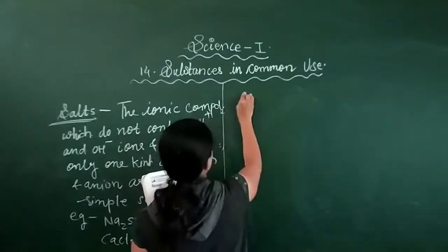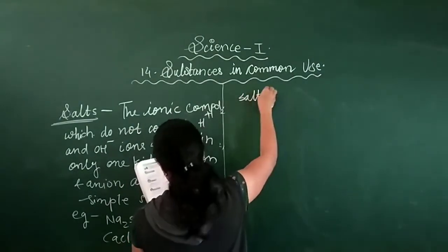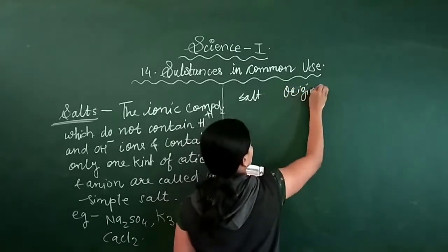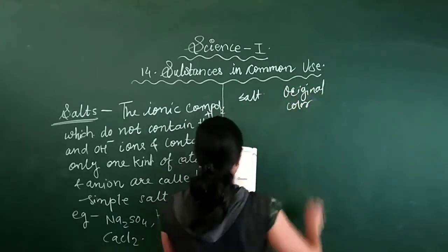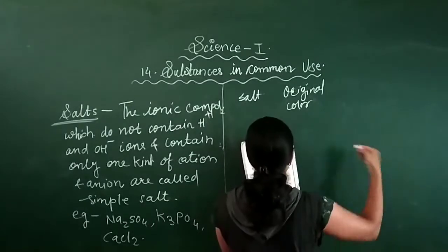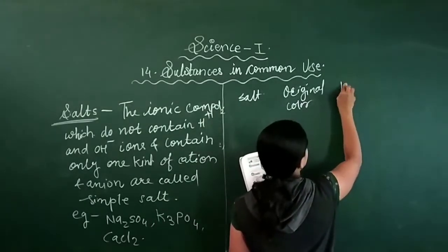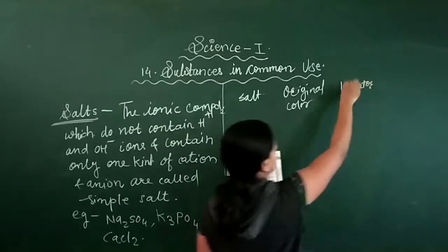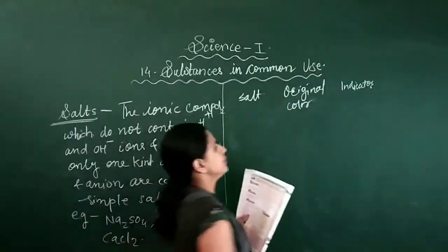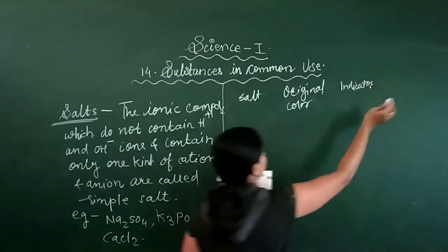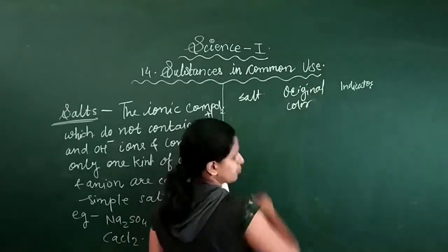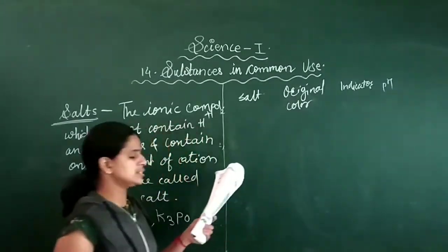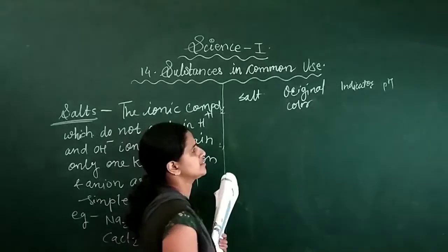Now the names of the salts are given, then the original color. So we have to find out the original color. Then the color on addition of universal indicator. I just put it over here, indicator. When we put the indicator, whichever color appears, then the pH value, and the last one is the nature. Which nature is there.